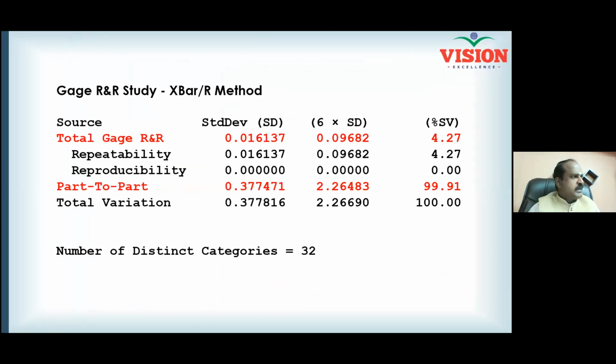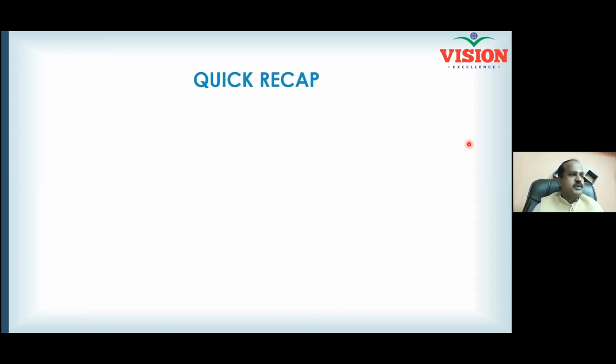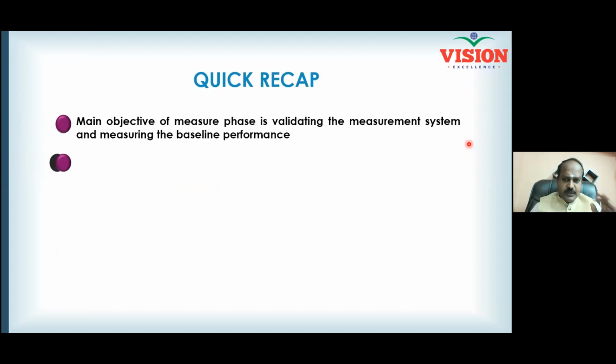And also with the same numbers, I can calculate the GAGE R&R value. What is the GAGE R&R value here? Can you read out the number? How much is it? 4.27. 4.27 means less than 10%. So when it is less than 10%, your measurement system is good and you can trust the data, you can believe the data and you can proceed. So the main objective of the measure phase is validating the measurement system. After validating the measurement system only, you must calculate the sigma level, you must calculate the baseline performance.